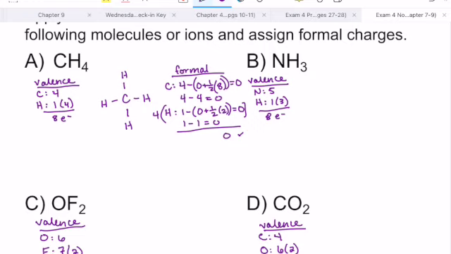Okay, let's look at ammonia. So which element did we put in the middle for ammonia? Willow. N, yeah, that's right. Okay, and how many bonds does nitrogen like to make? 3. Okay, good. And how many lone pairs does it like to have? Okay, so we drew this structure just based on our patterns.